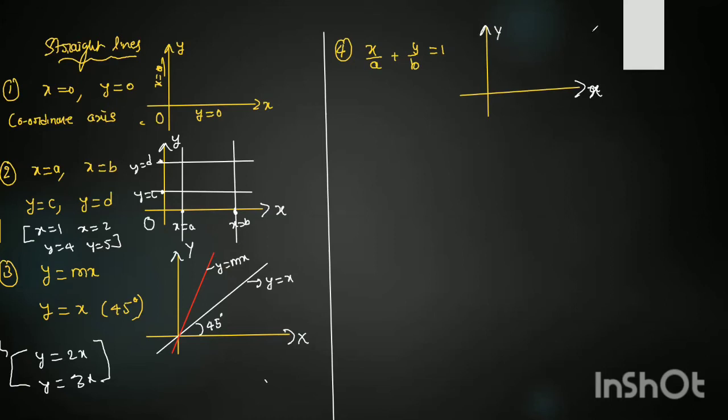This is x-axis, this is y-axis. X by a means it is an intercept or point on x-axis. Y by b is an intercept or point on y-axis. How will you draw the straight line? You have to draw the straight line like this, joining these two. So this is your x by a plus y by b is equal to 1. Clear? How will they give it in the problem? Like this. Okay. Is this a straight line? X plus y is equal to 1?